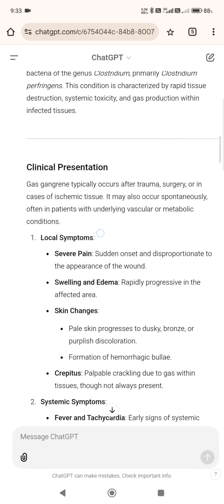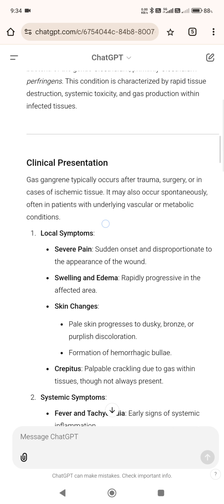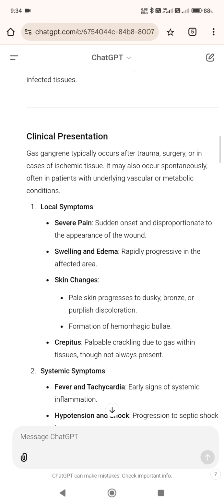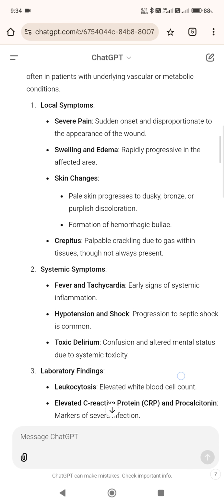Swelling and edema, rapidly progressive in the affected area. Skin changes: pale skin progresses to dusky, bronze, or purplish discoloration. Formation of hemorrhagic bullae. Crepitus: palpable crackling due to gas within tissues, though not always present.